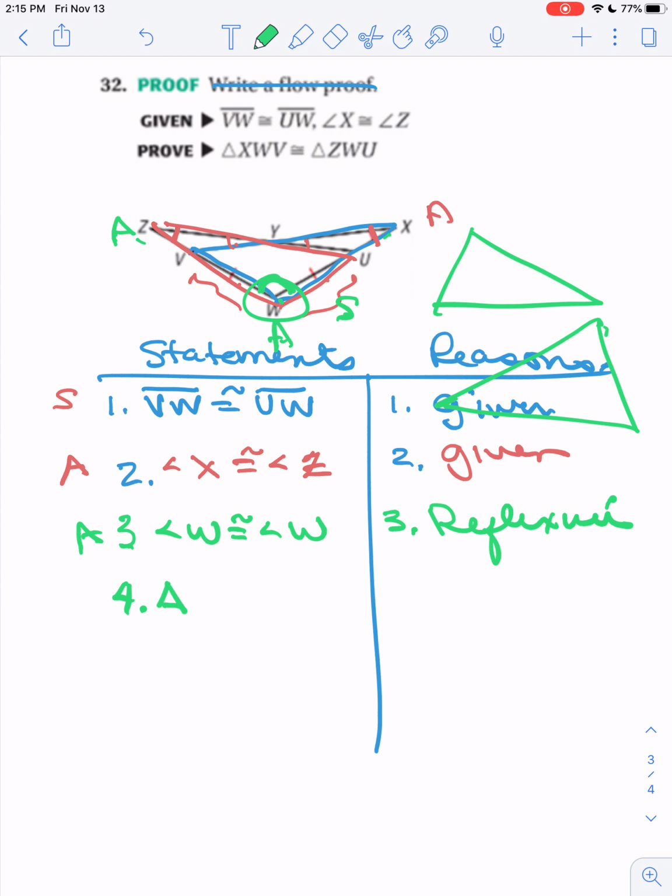We say triangle XWV is congruent to triangle ZWU, and that is by angle, angle, side.